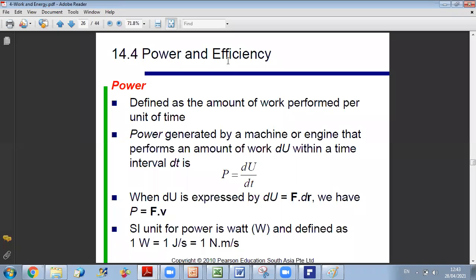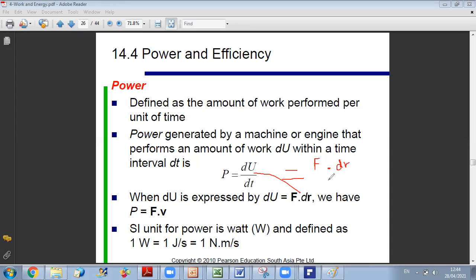So here we will introduce the concept of power and efficiency. Power is defined as dU by dt, where dU represents the elementary work over dt, a small time step. If we go back to the definition of work, work was defined as the dot product of F dot displacement dr. This is why, in order to define the power, we can also use a second definition, which is F dot dr by dt.